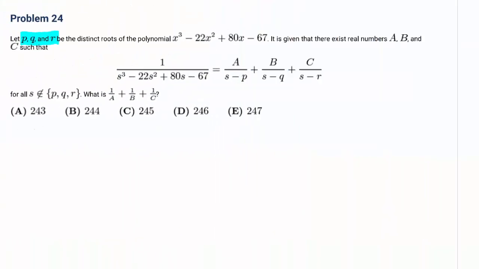Alright, question number 24. P, Q, R are the roots of this polynomial equation, and we also have this expression given. 1 over this expression equals this one, partial fractions, right? When you take the denominator, it is the same thing, just instead of x, we use s.